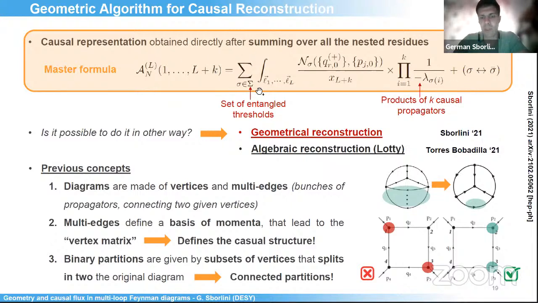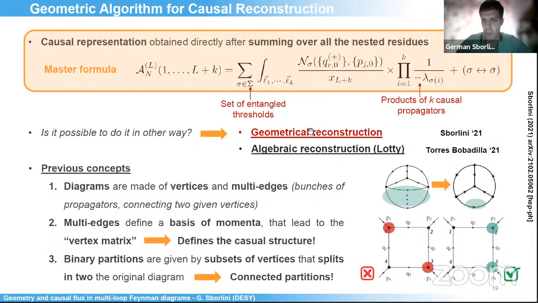And what we ask is: is it possible to obtain this representation without computing the residues? And of course, the answer is yes. There are at least two ways. One is the analytic reconstruction that is implemented in the code Lotty that I mentioned before. And the other one is a geometrical reconstruction.